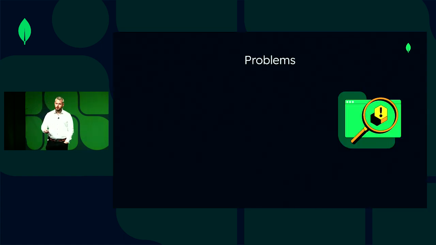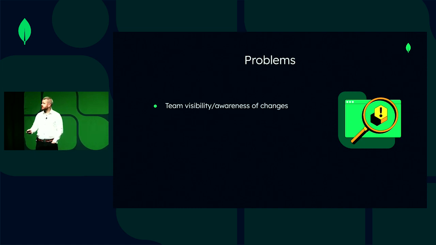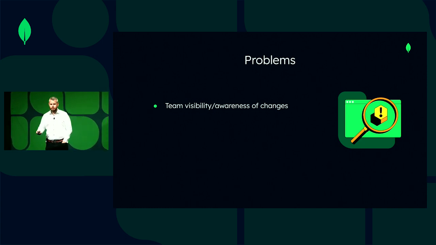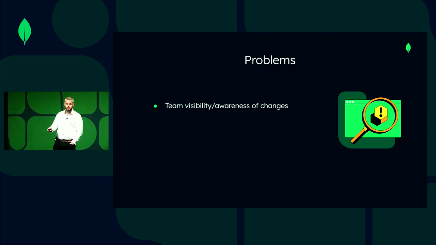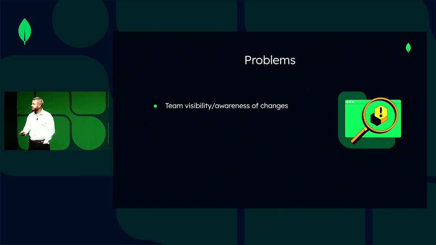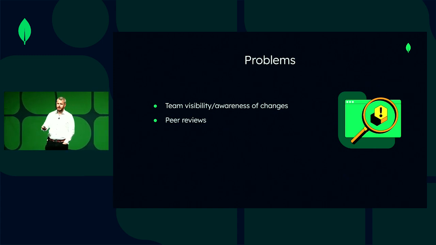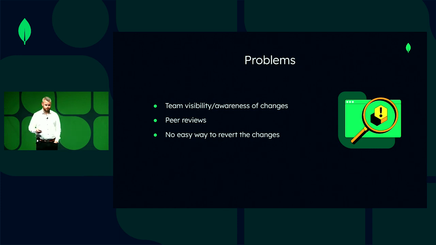They tripped up on a few overlapping problems. Team visibility and awareness of changes. Neither of them had made an unreasonable change, but because they weren't aware of each other's changes, they tripped up on each other's changes and it caused a problem. Peer reviews. Better than relying on human communication, they could have done peer reviews like they already did for code changes, but they didn't do them for infrastructure changes. And they had no easy way to revert their changes.